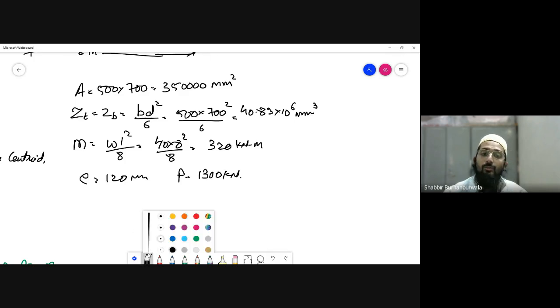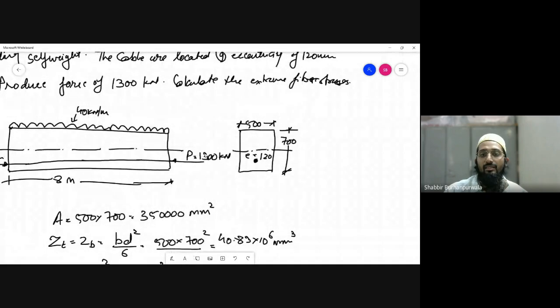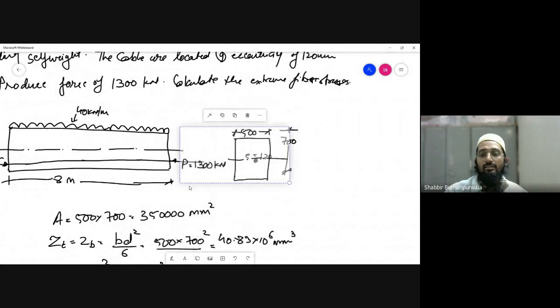Sorry, for this particular problem we are considering this as 1300, but it is 1500. Some mistake has been done from my side while writing, so consider this as 1500.